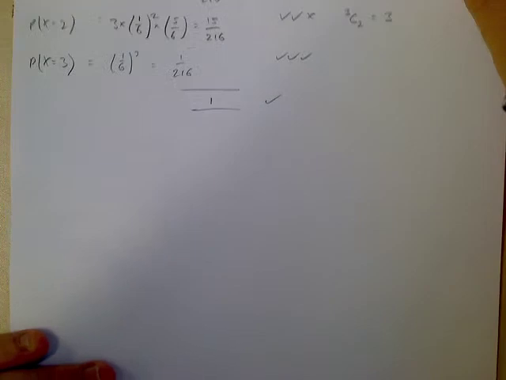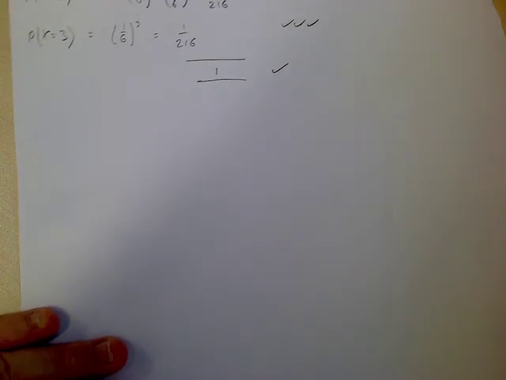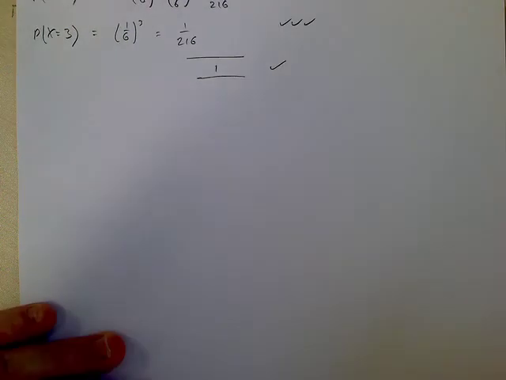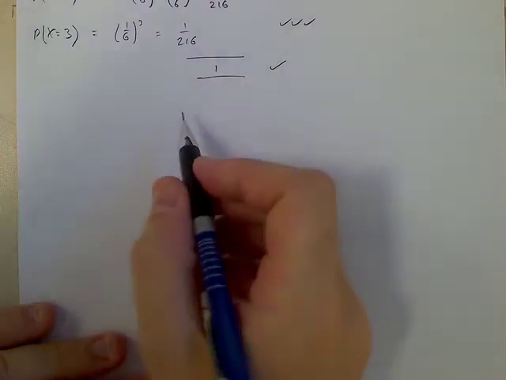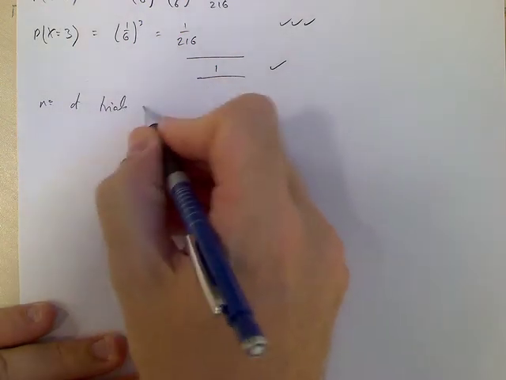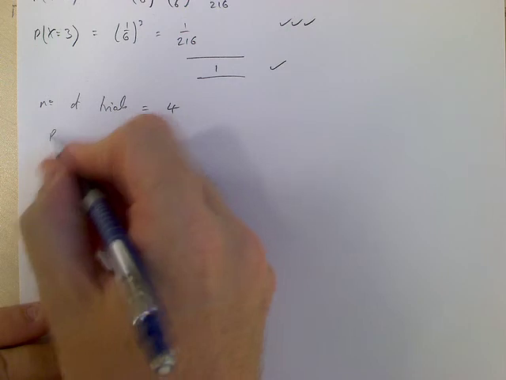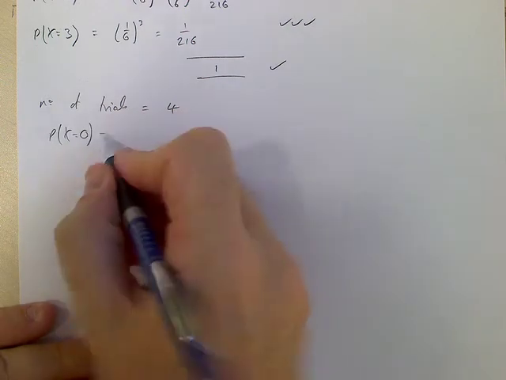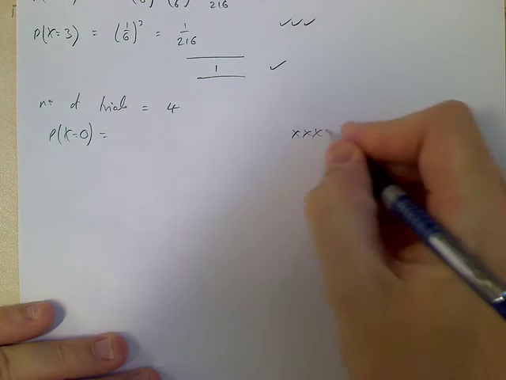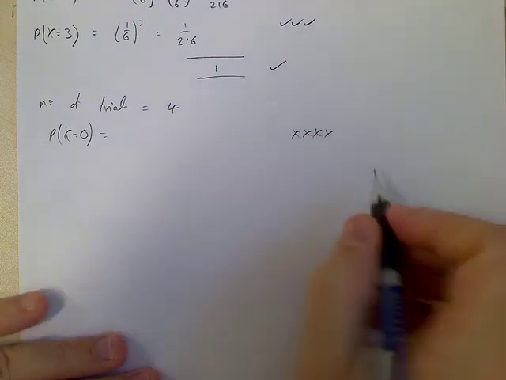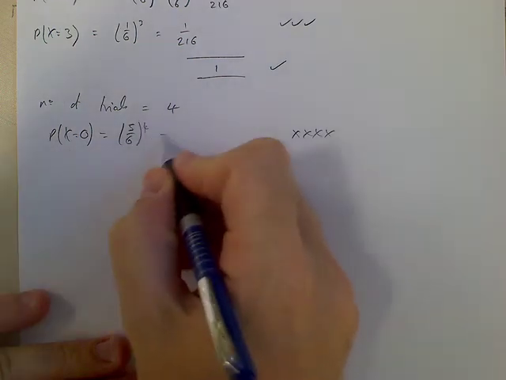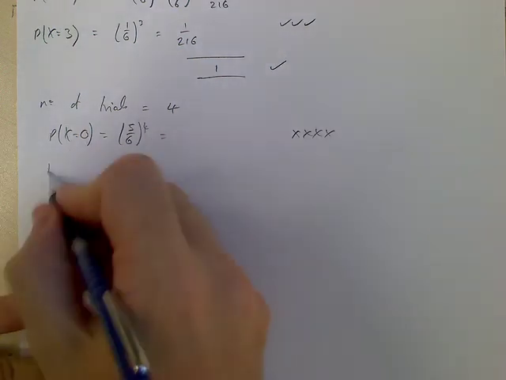Let's move on and extend to number of trials 4. You should be able to do this yourself. Now, if you needed that as the hint, let's go. Number of trials is 4. Probability of x being 0. I need 4 failures. Fail, fail, fail, fail. I like this just to help me understand what I'm working out. 5/6 to the power of 4 is whatever that comes to.